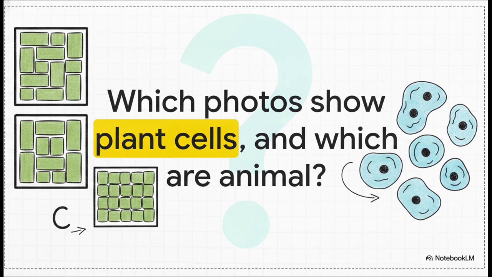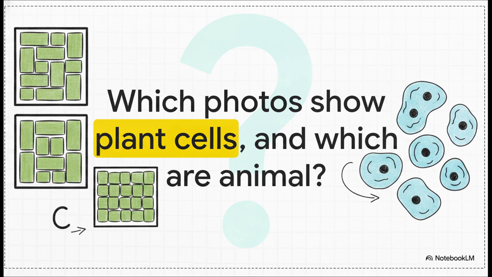So here is our final microscopic mystery for you. Based on what we just learned about structure, which of these photos show plant cells and which ones are the animal cells? You got to look closely for the presence of rigid walls or irregular, flexible shapes to solve this and test your new knowledge.